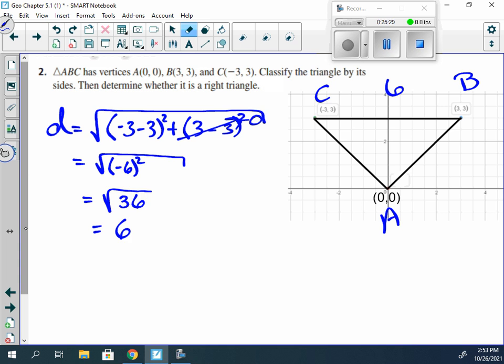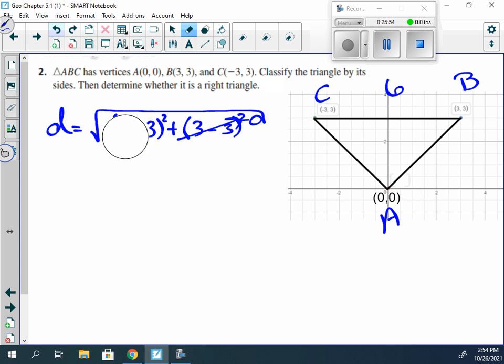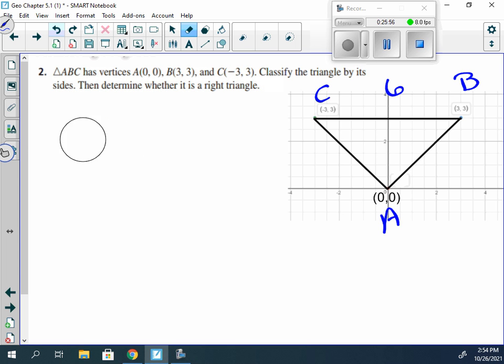From where to where? From A to C or B to A? Okay. Are we ready to move on to B to A? Okay. So let's look from B to A.